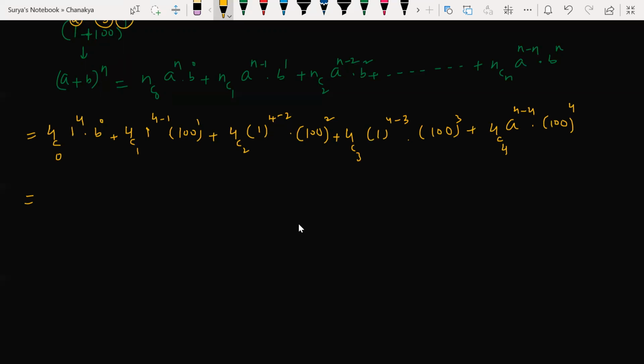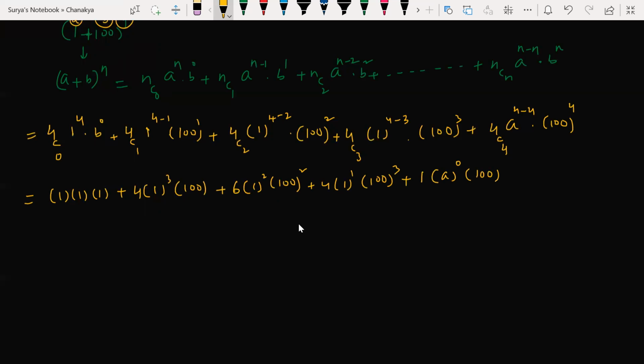Okay, 4c0 is what? 4c0 is 1. 1 into 1, 1. B to the power of 0 is also 1. Correct? So 1 plus 4c1 is 4, 1 to the power of 3 into 100. 4c2 is what? 4c2 is 6, into 1 to the power of 2, 100 square, plus 4c3 is what? 4, 1 to the power of 1 into 100 to the power of 3, plus 4c4 is 1, 1 to the power of 0 into 100 to the power of 4.